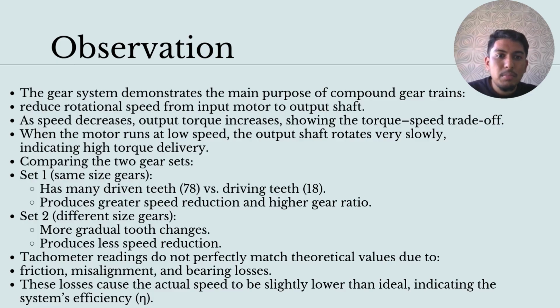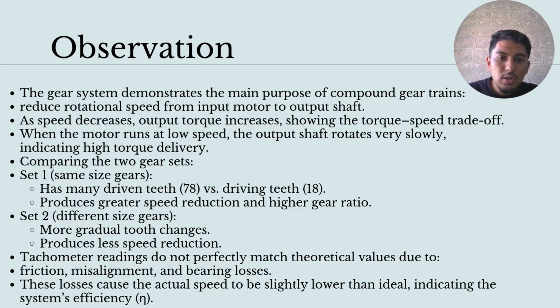The experiment with the computerized gear system provides several key observations regarding the function and performance of compound gear trains. Most notably, the fundamental operation of the system clearly demonstrates the primary purpose of a compound gear train, achieving a significant reduction in rotational speed from the input motor, gear 0, to the final output shaft, which is gear 3. This visible reduction in the rate of rotation is necessary for the system to transmit power and motion. Consequently, the visible decrease in angular speed must be accompanied by a corresponding increase in output torque.